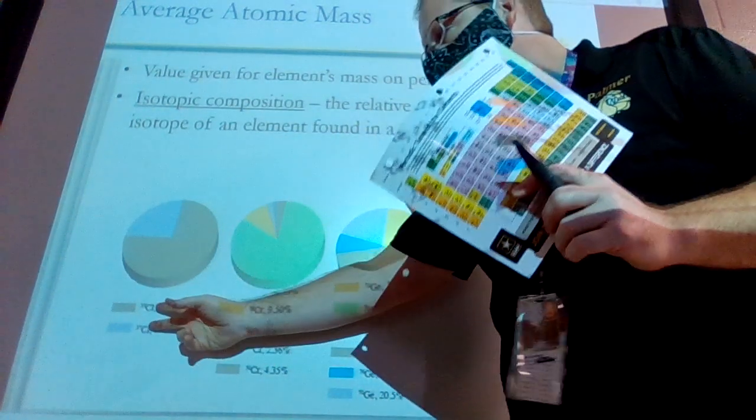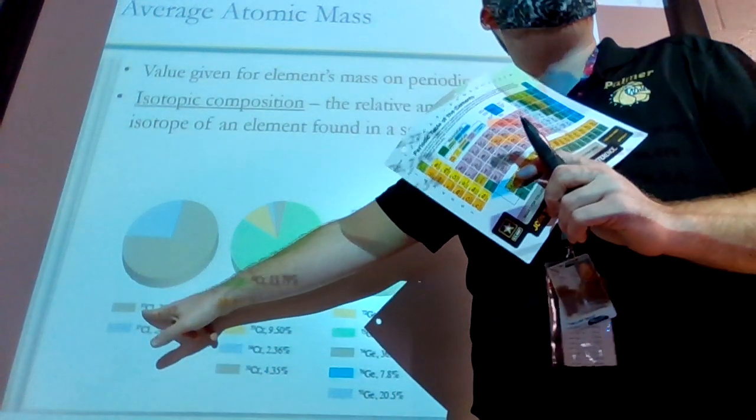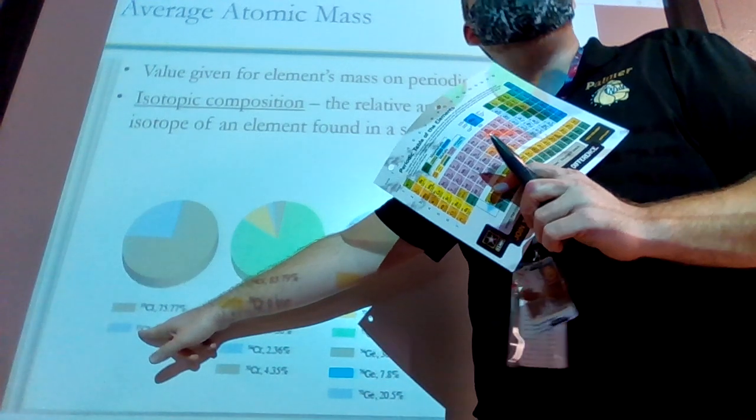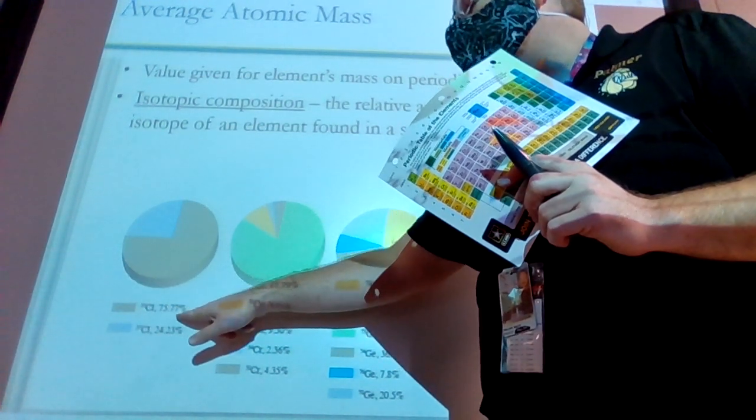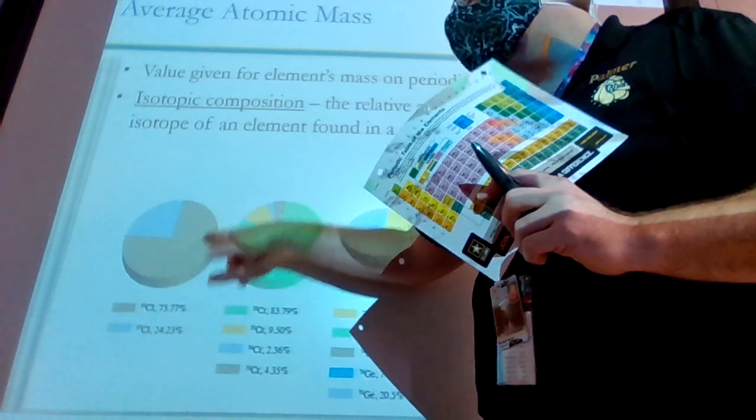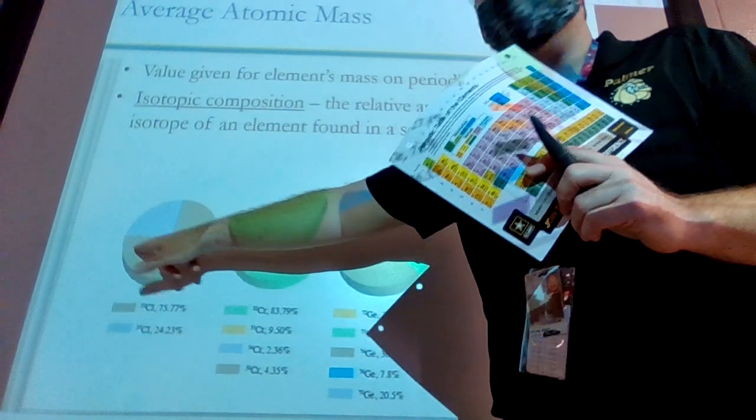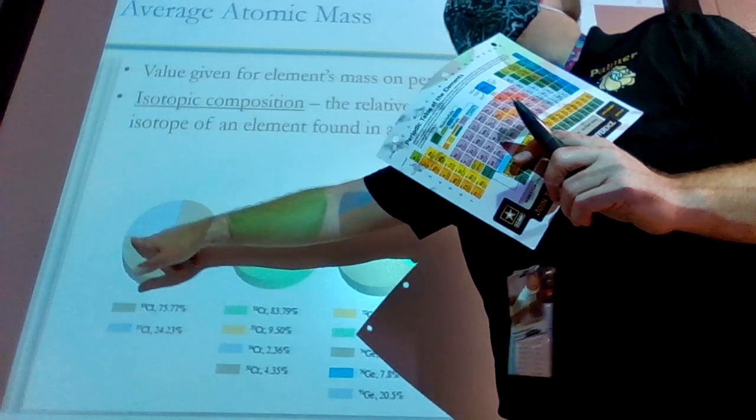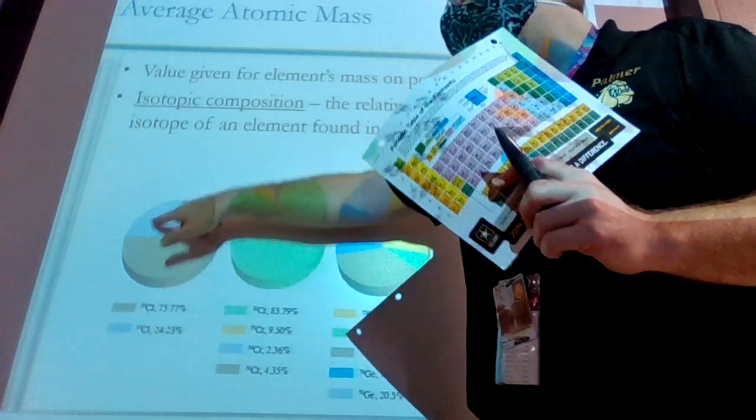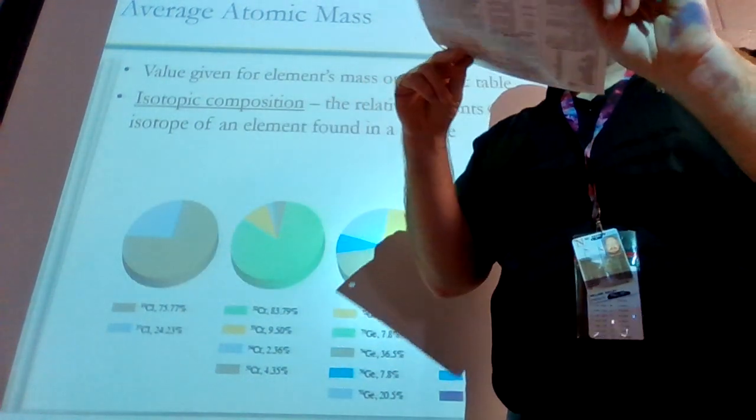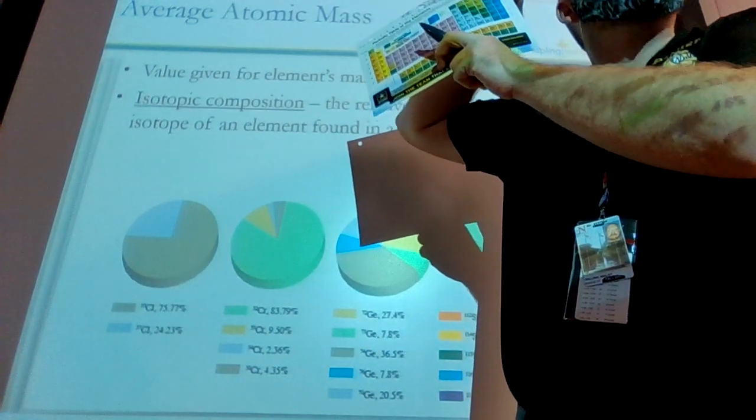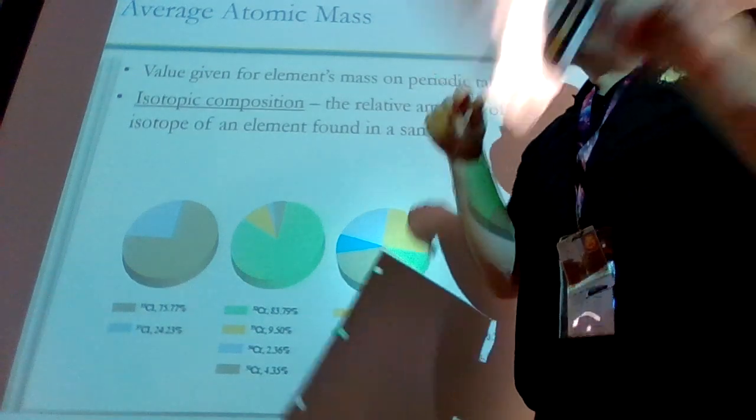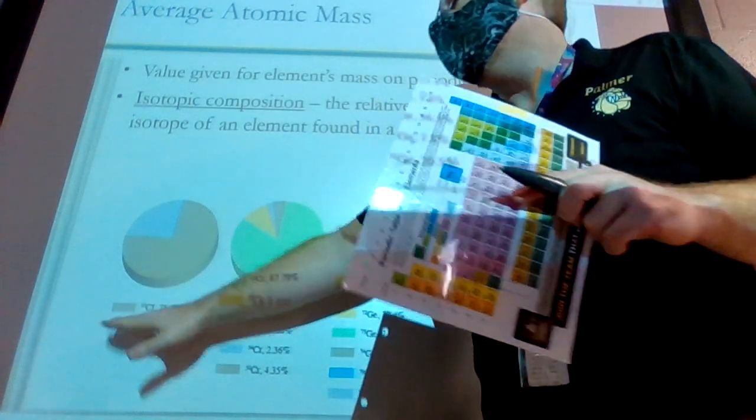For instance, chlorine, there's a chlorine 35 and a chlorine 37. 75.77% is chlorine 35. So the brown part of the pie chart is chlorine 35. The blue part is chlorine 37. Find chlorine on the periodic table. What's the mass at the bottom there? 35.45. So it's not 35 and it's not 37 and it's not right in between.